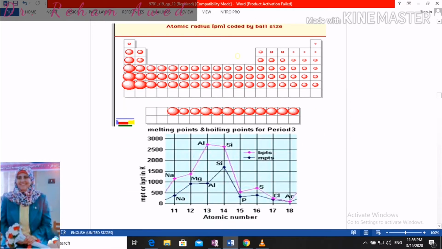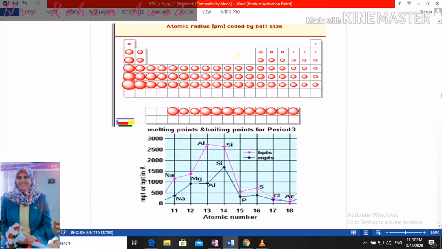If we start to study the melting points of the elements gradually, at first we have sodium. As we go to the right, sodium's bond is metallic bond. The melting point will increase for magnesium, and for aluminium it will be higher. Silicon, we will have a very high melting point. Why do we have a very high melting point and boiling point? Because silicon can form macrocovalent compounds.